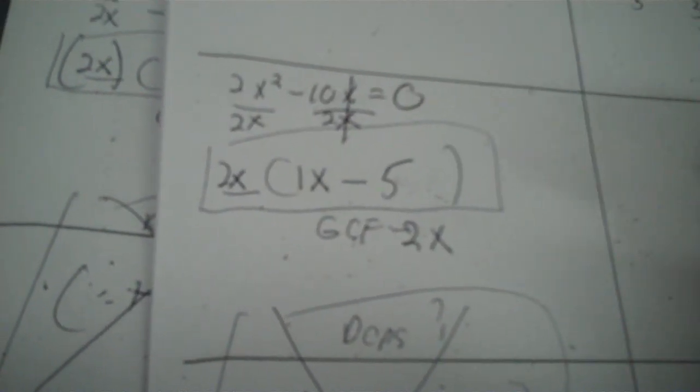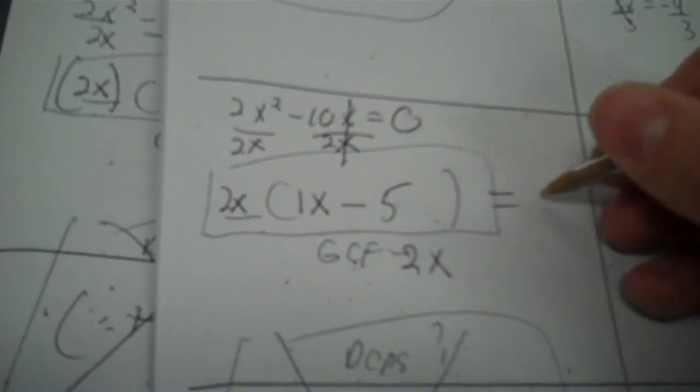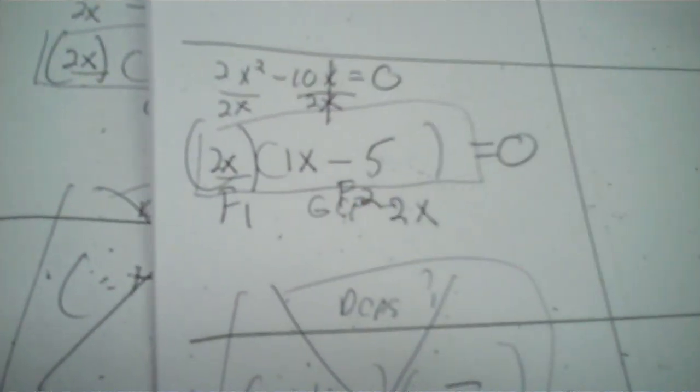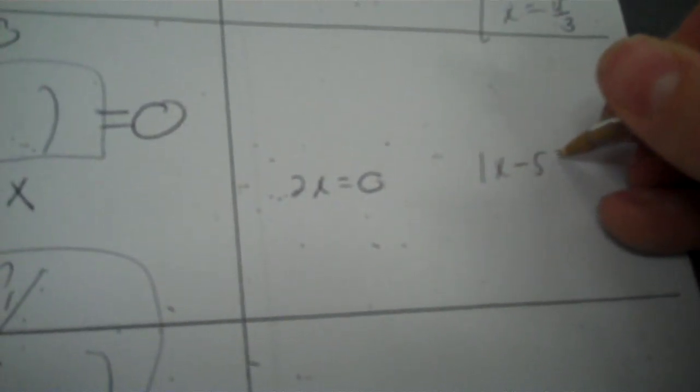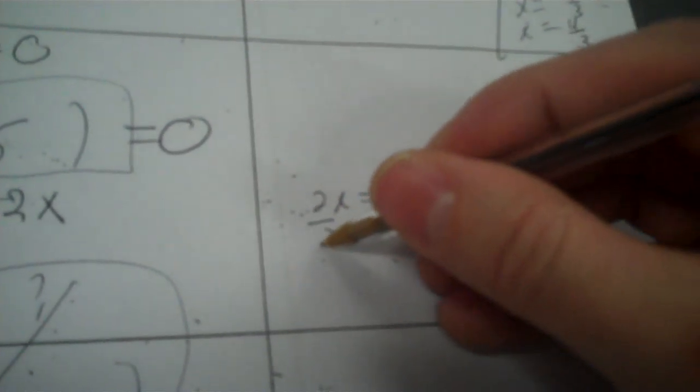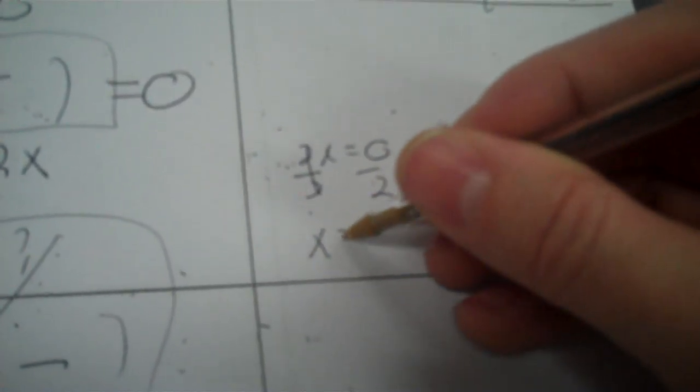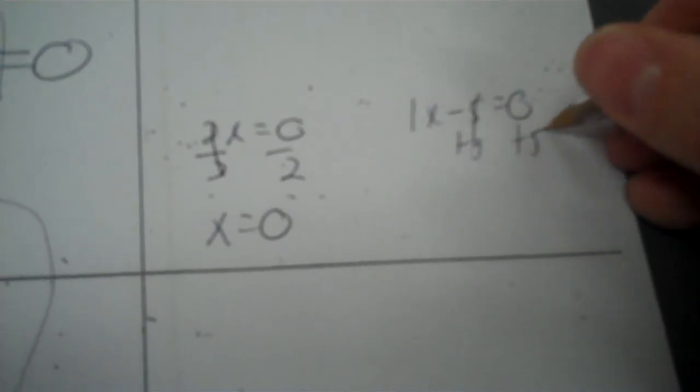Now, since x isn't to the second, there's no point in even considering doing a difference of perfect squares. So there's your factoring. Put that in parentheses, and you get F1 and F2. So 2x equals 0, 1x minus 5 equals 0. The whole point of factoring a quadratic equation to solve is to separate it into 2 linear factors that equal 0. So 1x equals 5. 0 and 5.